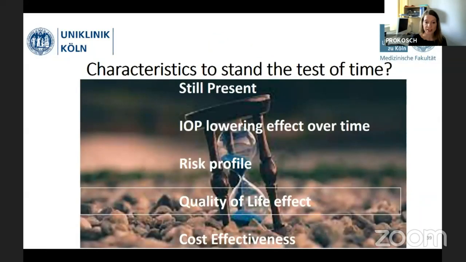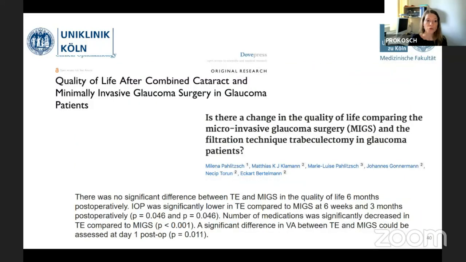Quality of life effect is the next one. What do we know? Not too much, but there was no significant difference between TREPS and MIX in the quality of life 6 months postoperatively, although IOP was significantly lower in the TREPS. But still more studies have to be seen. And I think that's quite crucial, to find more studies.